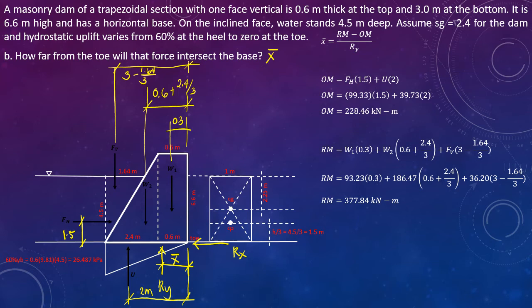Now that we have solved OM and RM, we can solve for x bar. Substituting now RM, OM and your Ry, x bar is equal to 0.541 meter, which is the location of Ry from the toe.